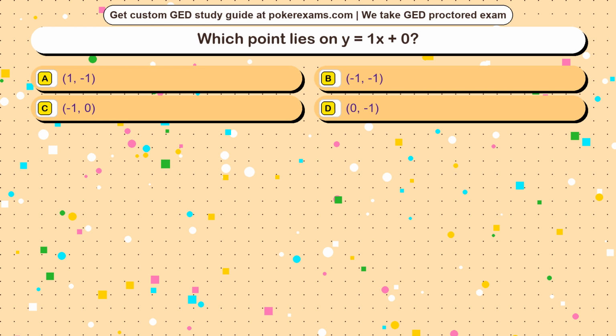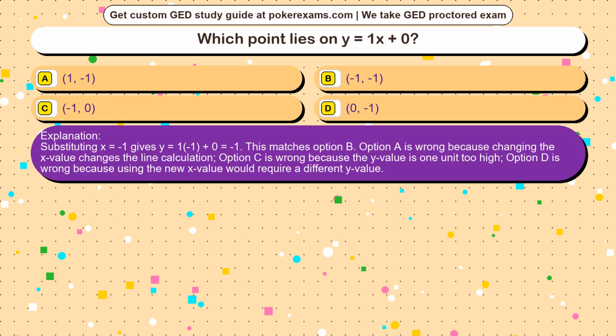The correct answer is option B. Substituting x equals -1 gives y equals 1 times -1 plus 0, which equals -1. This matches option B. Option A is wrong because changing the x value changes the line calculation. Option C is wrong because the y value is 1 unit too high. Option D is wrong because using the new x value would require a different y value.